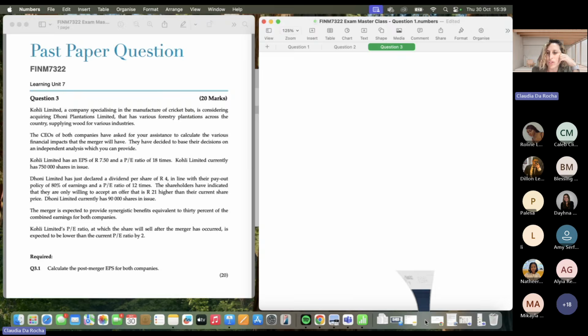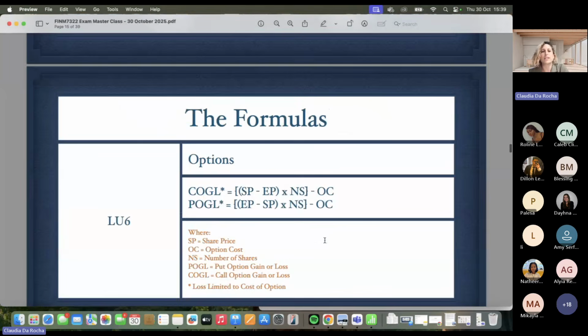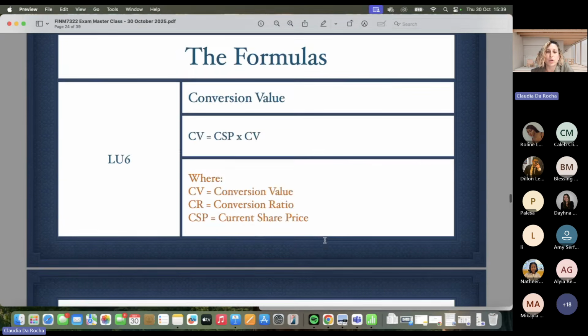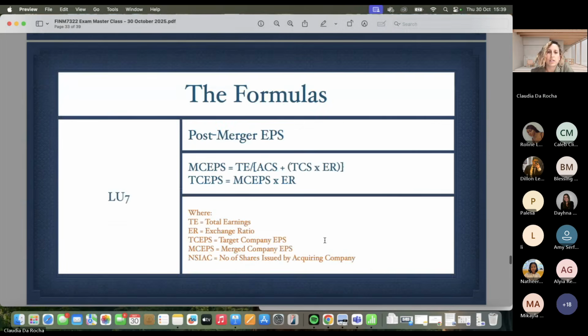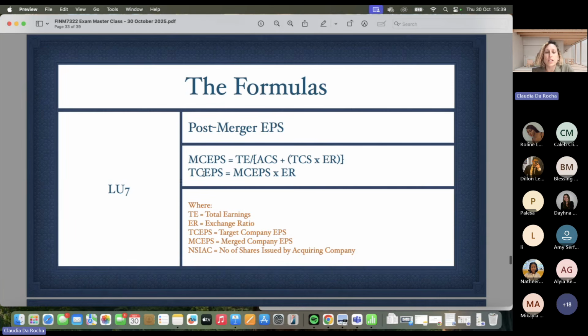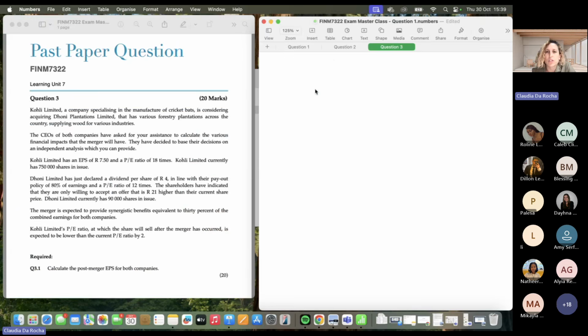So if I go to the slide with all the formulas, let's remind ourselves of how we calculate the post-merger EPS. Here we have the post-merger EPS. We have two formulas, one for the targeting company and one for the acquiring or merged company. These are the two formulas that we'll want to use when we start.